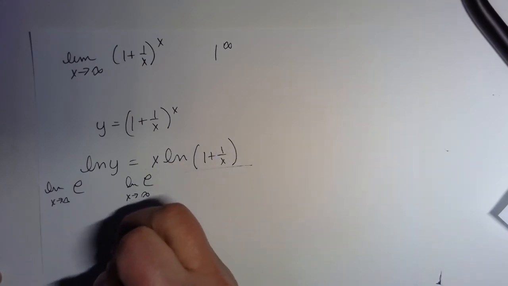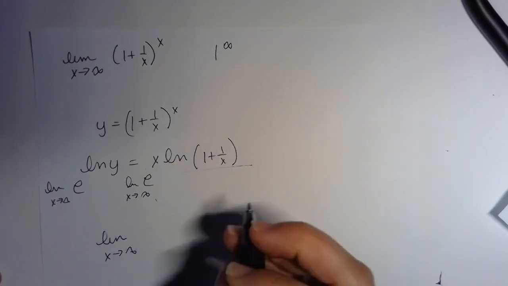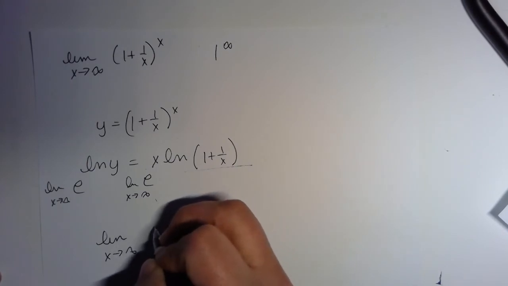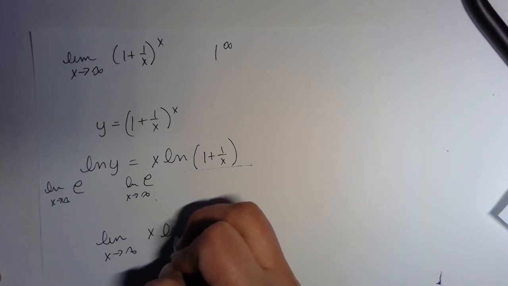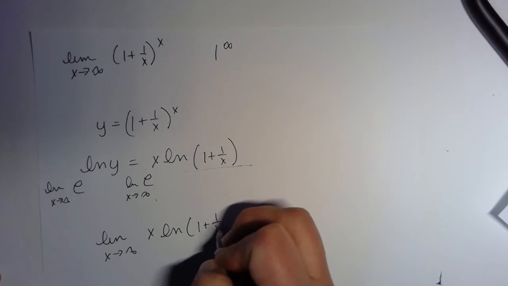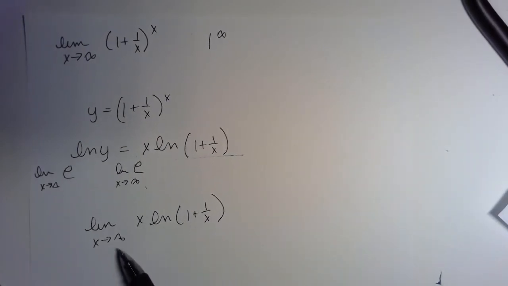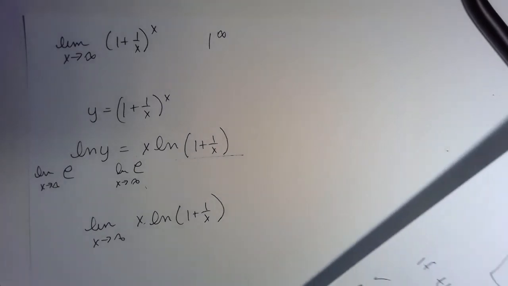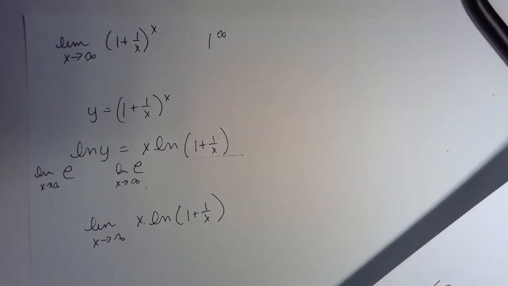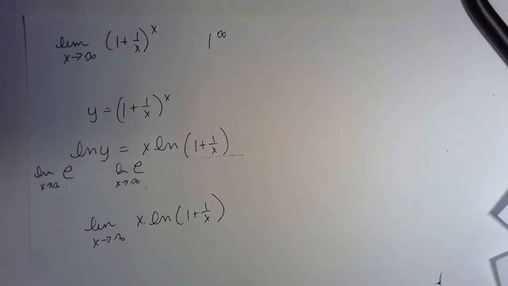So let's just look at the limit as x approaches infinity of x times the natural log of 1 plus 1 over x. As x goes to infinity, this becomes infinity, and this one becomes 1. So I have 1 times infinity, which is also an indeterminate form.